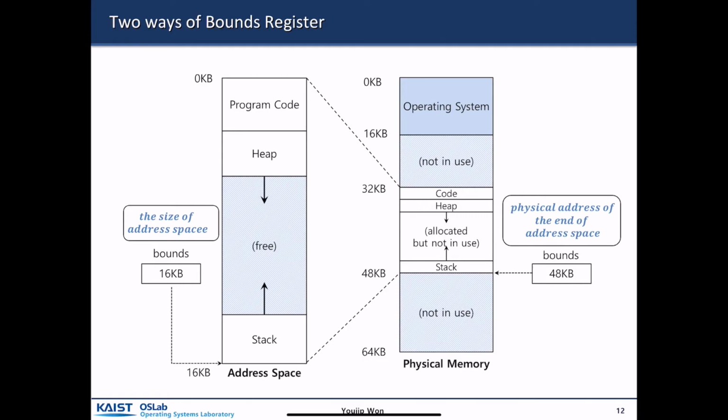There are two types of bound register. The first one is the size of the address space. Here, the bound is 16 kilobytes. Another way of specifying the bound register is to specify the actual last address of the address space. In this case, the bound will contain 48.